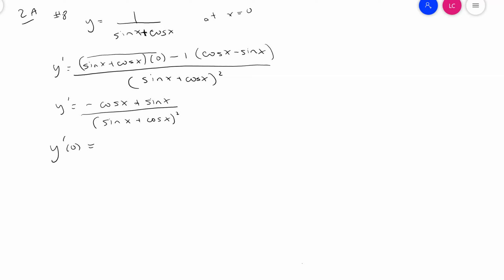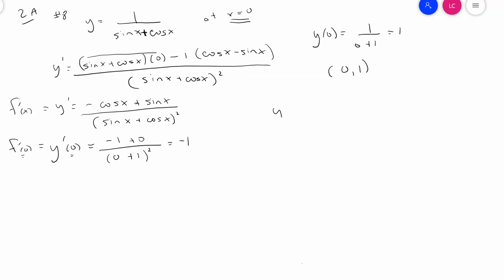So there's y prime, or f prime of x. Now I'm saying f prime of 0. Be careful, you're saying now I'm plugging in 0. So I get negative 1 plus 0, over 0 plus 1 squared. So that gives me a negative 1 for the slope. I want to find the y value, so I need to put this x value into here. So y of 0 is 1 over 0 plus 1, so that's 1. So the point is (0, 1). So I have y minus 1 is equal to negative 1 times (x minus 0).